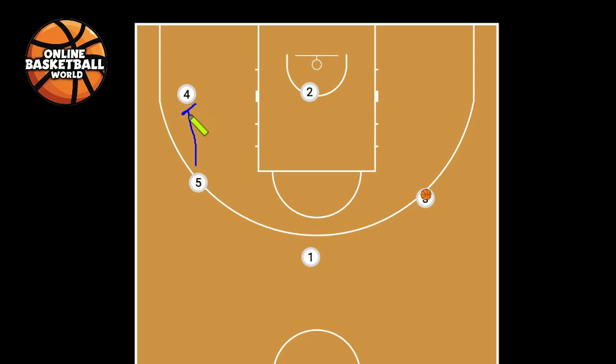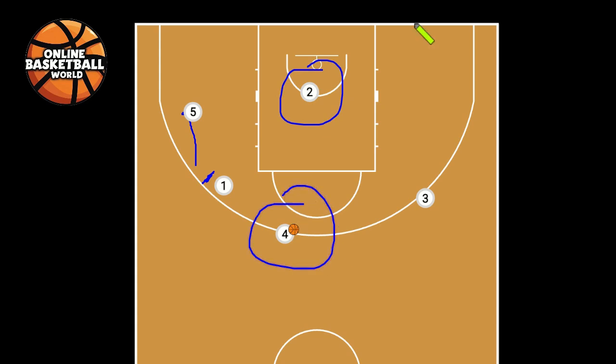So we're going to have a stagger screen here. Number 5 sets that screen for number 4. Right, number 1 follows. They're setting another screen. And number 4 is coming off that screen for a 3-point shot. So we have two different options here. We have our flex screen down here, and we have our option to get a 3-point shot above the 3-point line. So multiple different options.